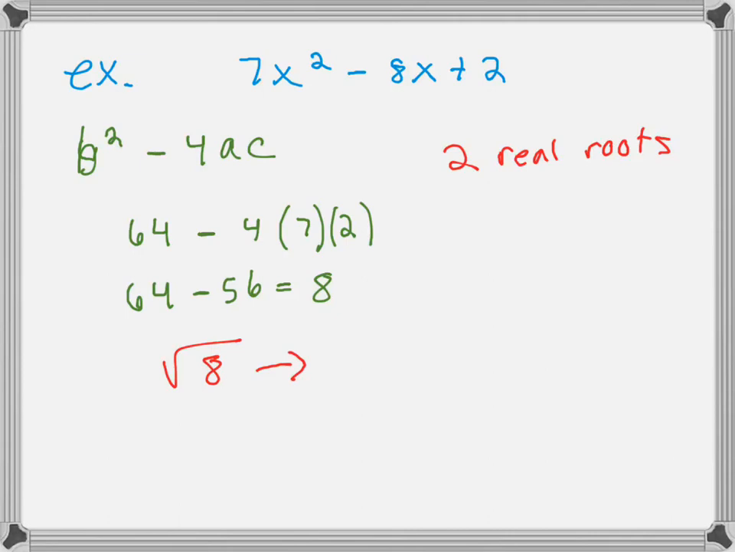But something like root 8 is not going to be a rational number. So we know that this is an irrational number. So we know that it has 2 roots and that it's irrational. Okay, let's look at our next example.